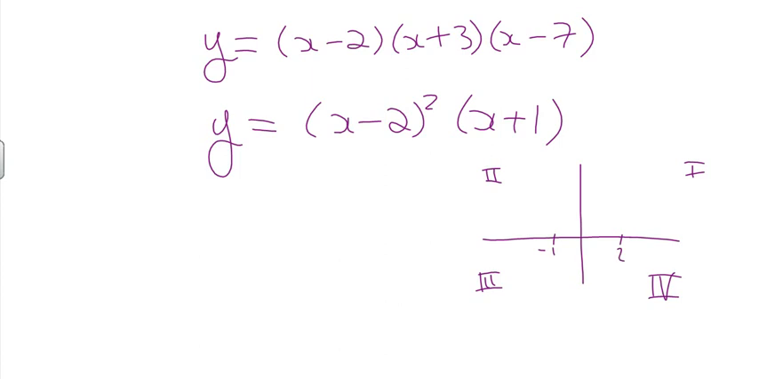What's the Y-intercept? Nope. Yep. So there's 2 of these, right? So you put a 0 in here. 0 minus 2 is negative 2. Squared is 4. Put a 0 in here. 1. 4 times 1 is 4. End behavior. 3 to 1.